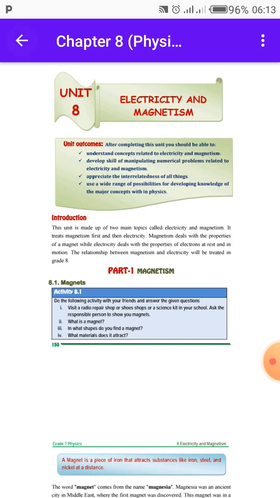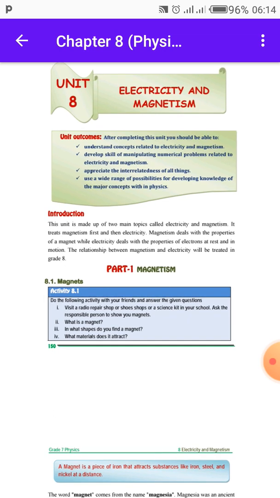So for available students, lower grade students to get the concepts of difficult lessons easily, this is the idea for which I plan to develop YouTube. Unit 8: Electricity and Magnetism.